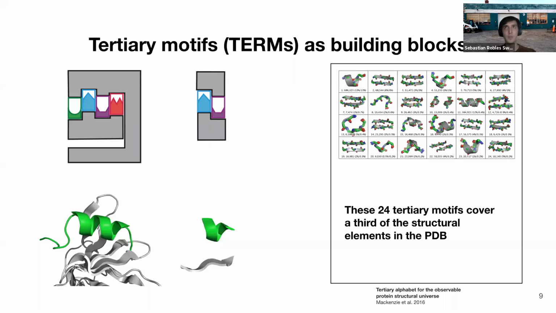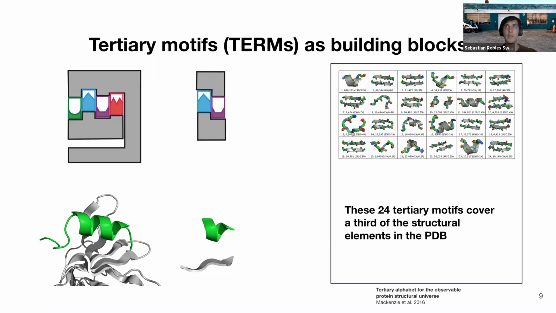Another way to do this, though, is to use information or structural data from protein cores, which are much better represented in the PDB. The Grigoryan lab and Gevorg has done a lot of work exploring structural motifs that encapsulate tertiary interactions. These tertiary motifs describe interactions that are distant in sequence but close in space. And when I say TERMs, I'm referring to tertiary motifs.